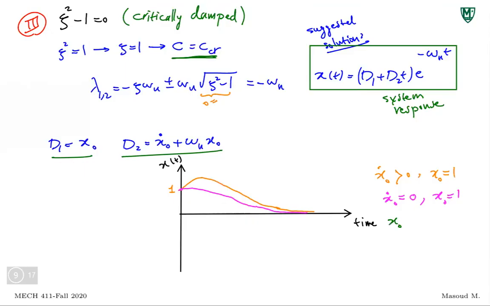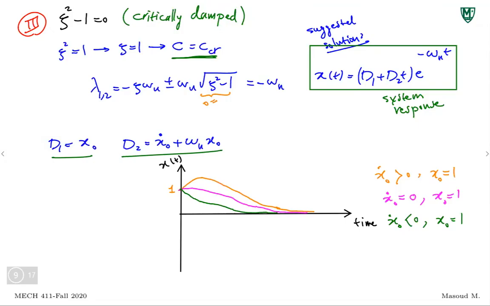If X naught dot, or velocity, is negative and X naught is 1, we're still going to start from the same place. The only difference is the velocity is negative, so the slope is negative. So I'll get something like this. Asymptotically approaches 0.